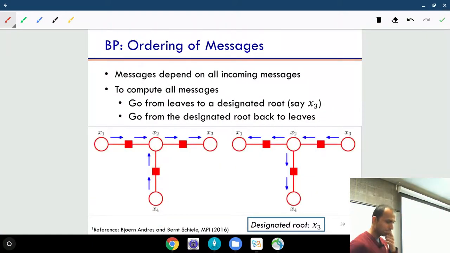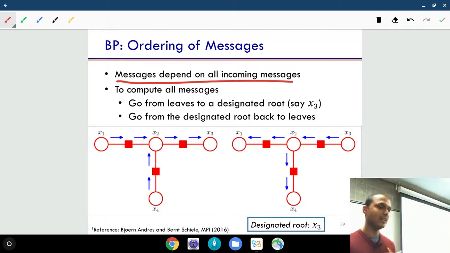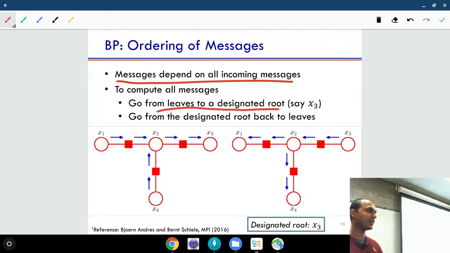Okay, so as I was just pointing out, messages depend on incoming messages. So what you do is you start from the leaves and go to a designated root. So you have a tree factor graph. Pick any node to be a root node. Okay.